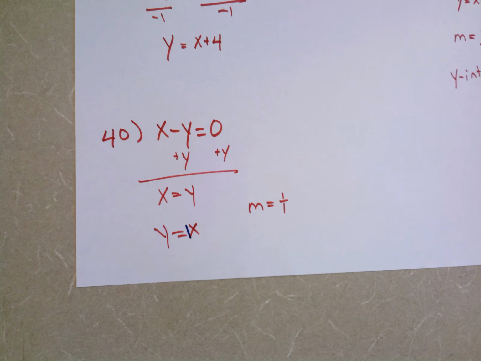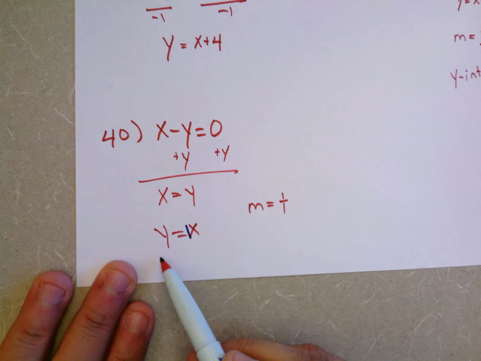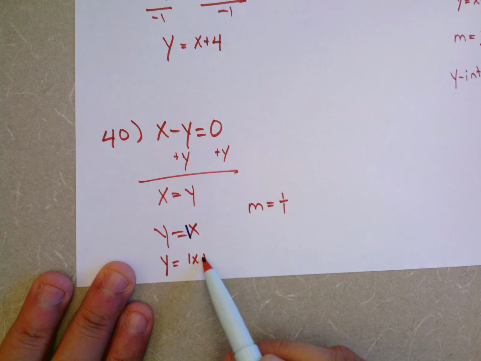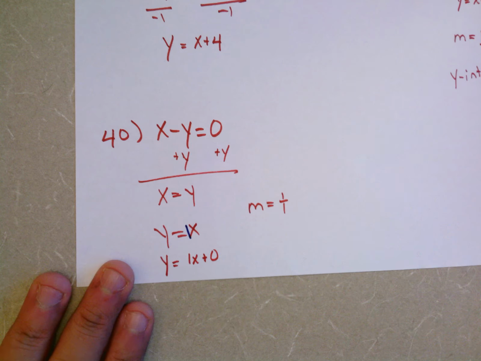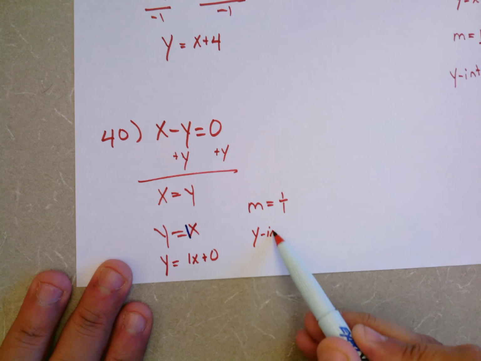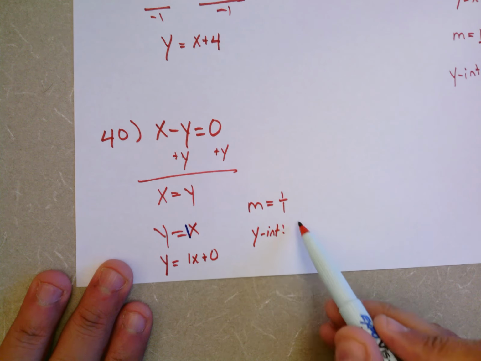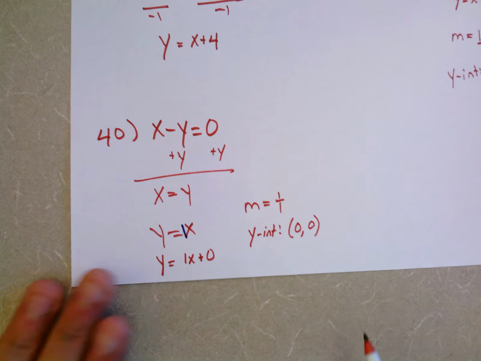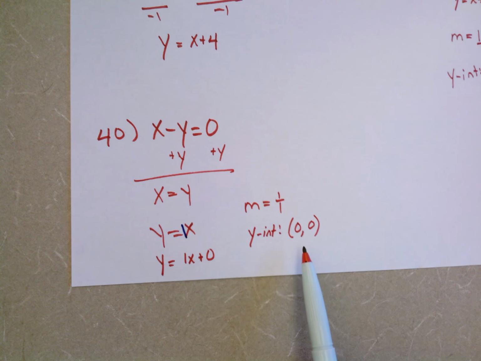But what about the y-intercept? I don't see anything. Well, this equation is exactly like y equals 1x plus 0, or just y equals x. So my y-intercept here, because b equals 0, is 0, 0. This means that this graph goes through the origin and then changes 1 over 1, 1 over 1.